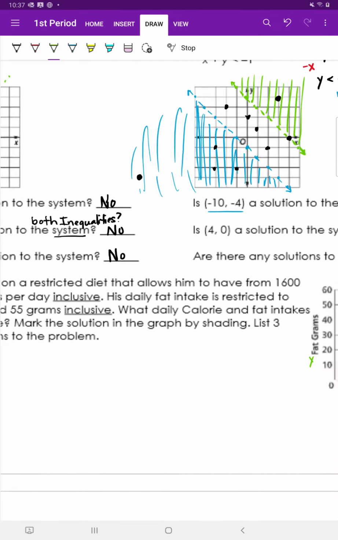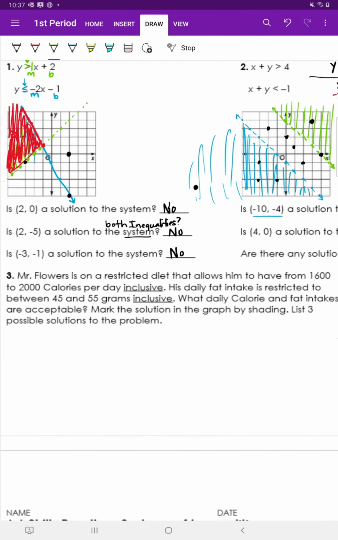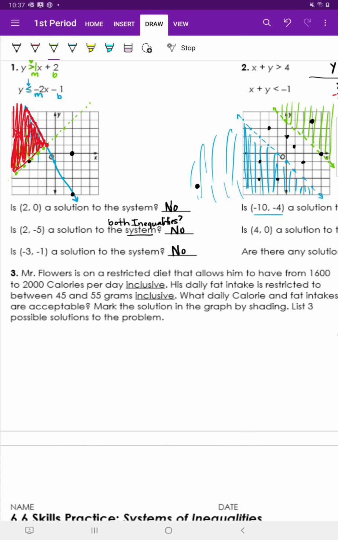And the question says, Mr. Flowers is on a restricted diet that allows him to have between 1,600 and 2,000 calories per day inclusive. Inclusive just means that he can have 1,600. Sometimes when we say between 1,600 and 2,000, we actually mean 1,601 to 1,999, but we mean he can actually have 1,600 or 2,000. So that's what inclusive means.